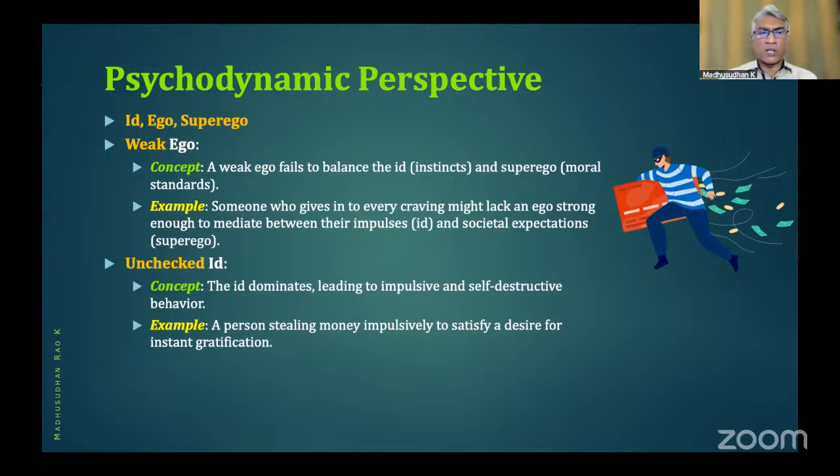So if it is unchecked, what will happen? The id dominates, leading to impulsive and self-destructive behavior. A person stealing money out of impulsivity or to satisfy a desire for instant gratification. So he steals money to buy something, or there are some people who have a lot of money, but still it is prevalent and they steal things, and sometimes they are caught and face consequences. So when id is dominating, nothing will work there. So the id has to be checked properly.